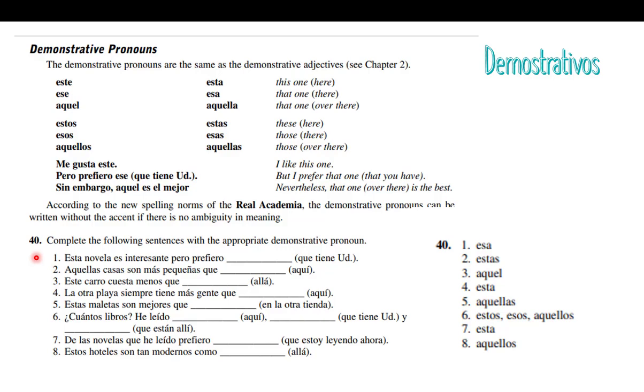Aquellas casas son más pequeñas que estas. Este carro cuesta menos que aquel. La otra playa siempre tiene más gente que esta. Estas maletas son mejores que aquellas. ¿Cuántos libros he leído? Estos, esos que tiene usted o esos y aquellos. De las novelas que he leído prefiero esta y estos hoteles son tan modernos como aquellos.